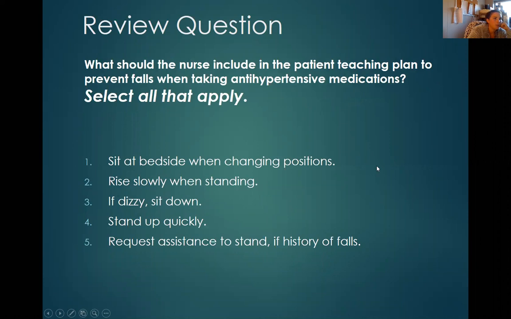What should the nurse include in the patient teaching plan to prevent falls when taking antihypertensives? Lord, if you don't get this, you're in trouble, because I've said it at least 3 times in this lecture. Do we sit at the bedside when changing positions? Absolutely. I told you to sit there and let your legs dangle. Rise slowly when standing. Absolutely.